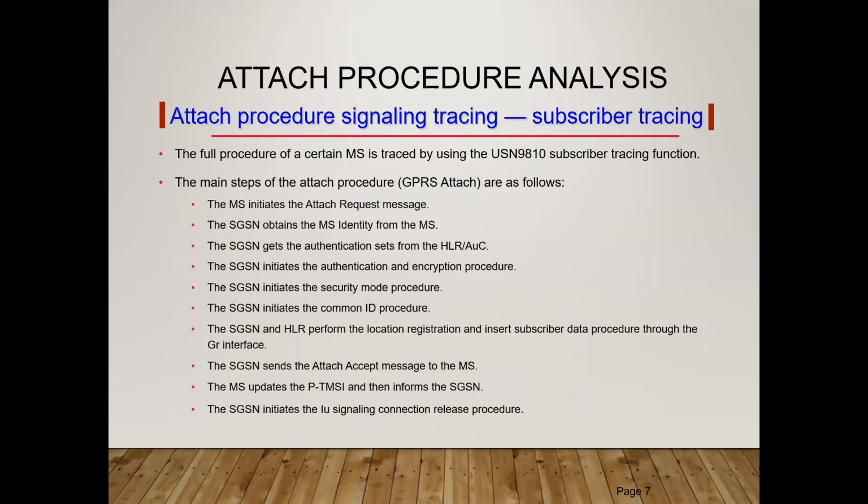A trace has so much information because different vendors have different proprietary information and all that. So there are only a few key things that you need to note as a PS core engineer, which are helpful in troubleshooting and in identifying any issues when you capture a trace, because usually you capture a trace when there is an issue. Okay, so the main steps: the MS initiates the attach request, the SGSN performs the identity, authentication, security mode, and common ID procedures. I'll explain what the security mode and common ID procedures are. Then you have the location update, attach accept, P-TMSI allocation, and then you have your final message.